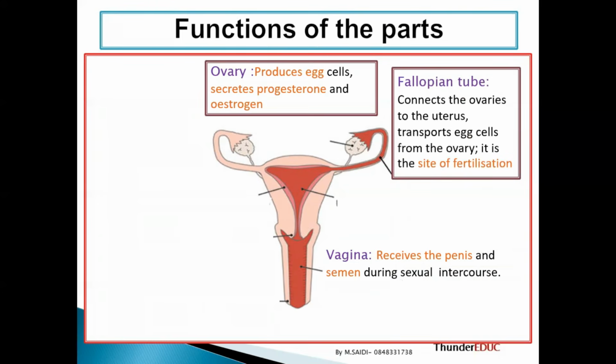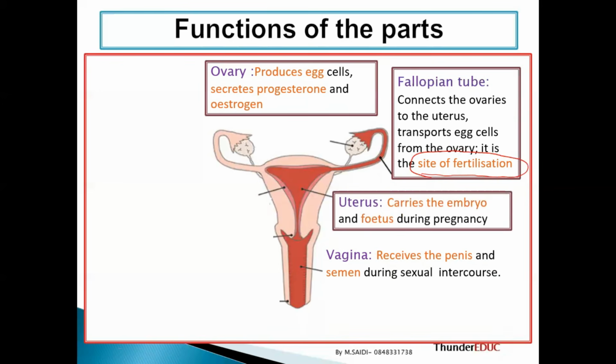Then number 2, we have the fallopian tube. The fallopian tube connects the ovary to the uterus. If you look at this, this is the fallopian tube. It connects the uterus and the ovary. However, the major function of the fallopian tube is that it is a site for fertilization to take place. We love this in exams. When we ask you what is the function of the fallopian tube, it's a site for fertilization.